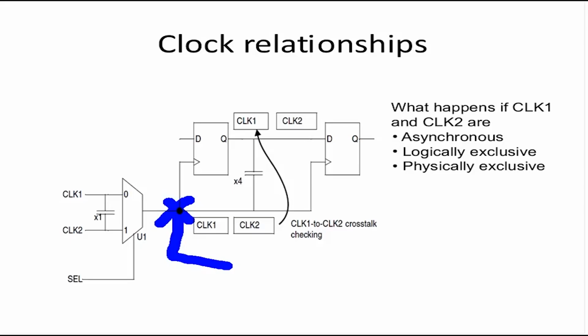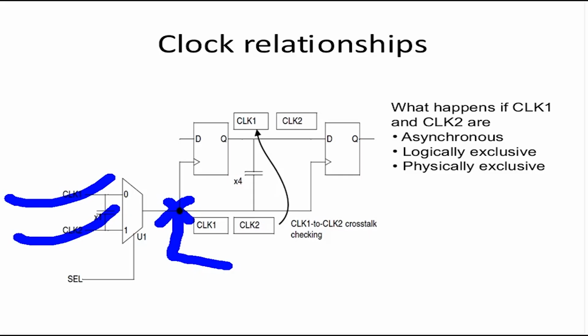So this will analyze the X1 effect also. But now you probably want to analyze X1 also. Why? Because X1 is before this mux. So clock 1 and clock 2 exist before this mux, right?